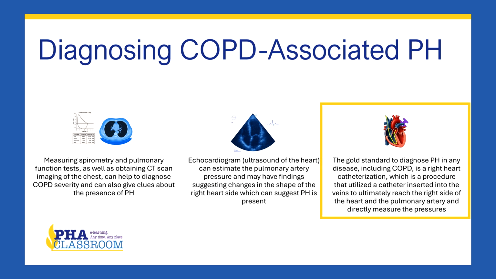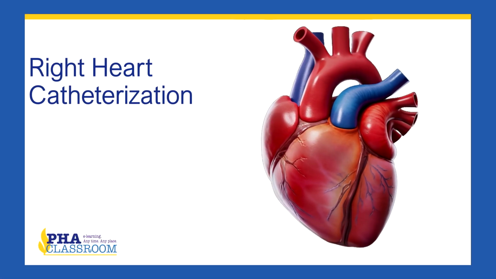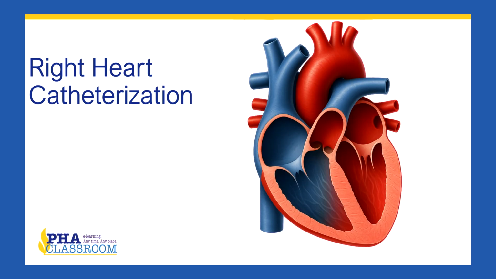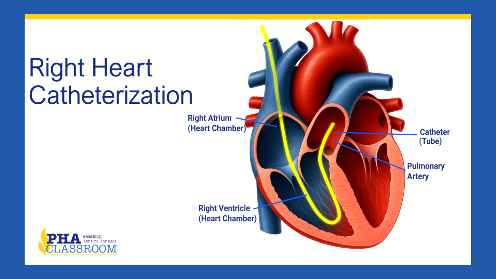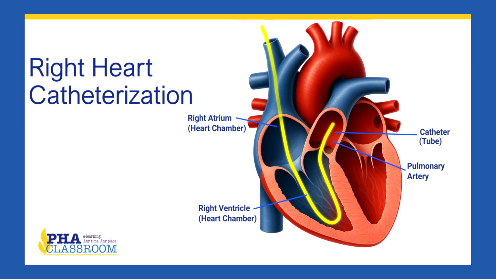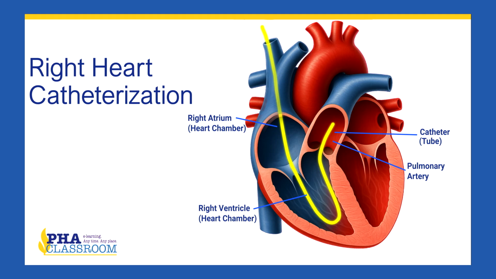The gold standard to diagnose pulmonary hypertension in any disease, including COPD, is a right heart catheterization. This is a procedure that involves placing a catheter to directly measure the pressures not only in the pulmonary arteries, but also in the right side of the heart. Here, you can see an example cartoon demonstrating that yellow catheter shown in front of you going through the right atrium, a chamber in the heart, the right ventricle, another chamber in the heart, all the way to the pulmonary arteries.